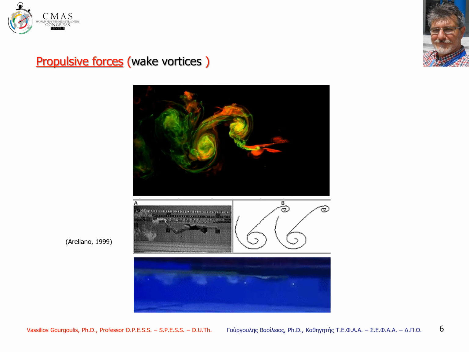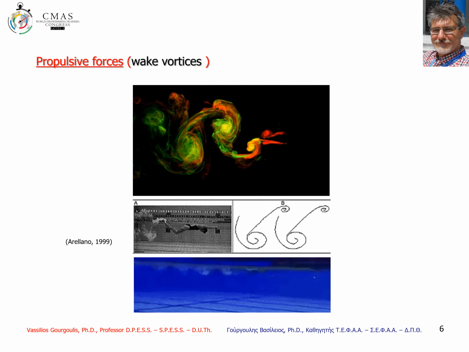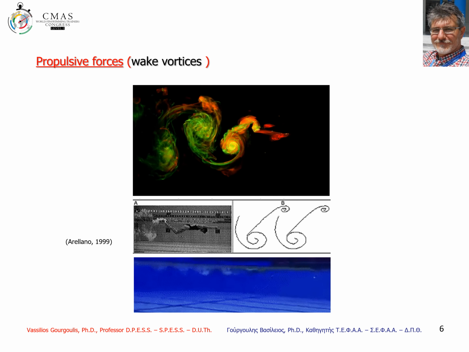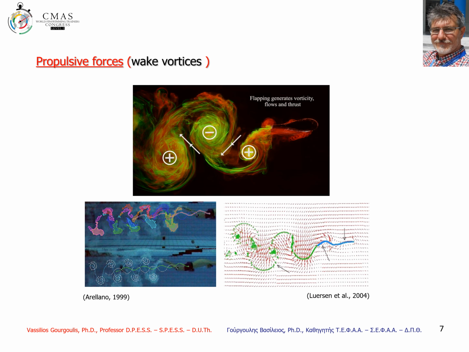Visualizing the wake generated by a fin, a clear image of a vortex street is observed. This wake trail consists of paired vortices with opposite sign rotation and a momentum jet between each vortex pair.